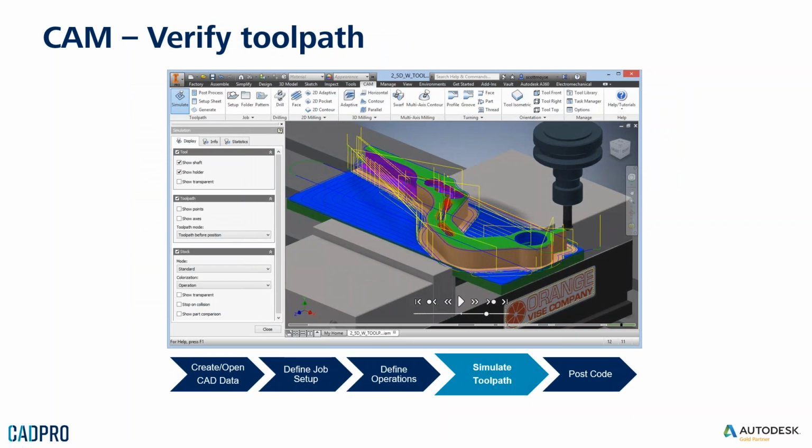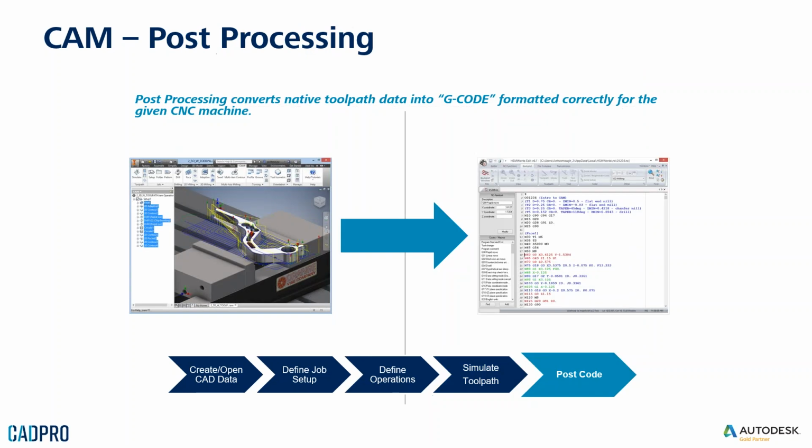Rule number 1 with CAM is to simulate before you post. It's certainly easier to simulate through the entire program and catch a simple crash at that point, before just quickly reposting code and running it on the machine and regretting it later on. So number one rule in my book is always simulate, stock simulate, before you post your code out. And then finally, convert all the toolpaths on screen into G and M code that your machine will understand using a post processor.